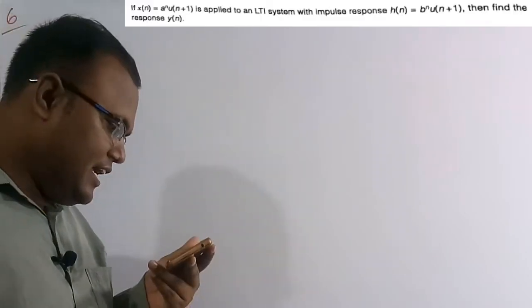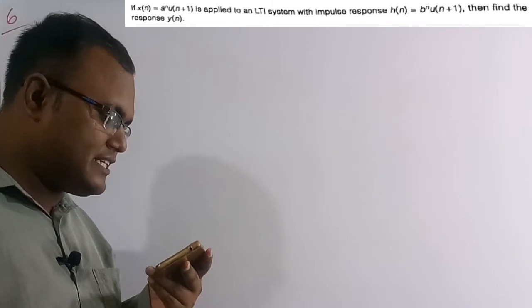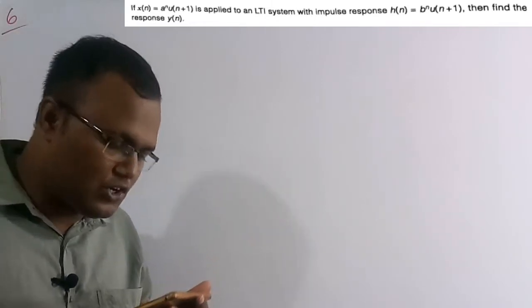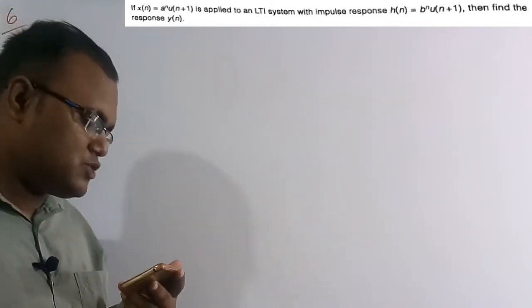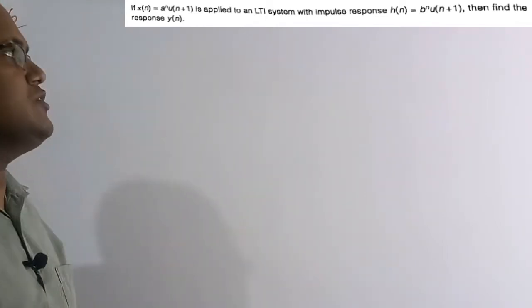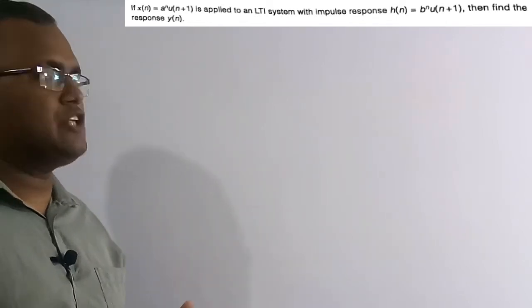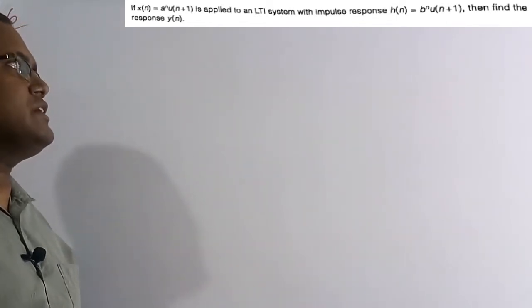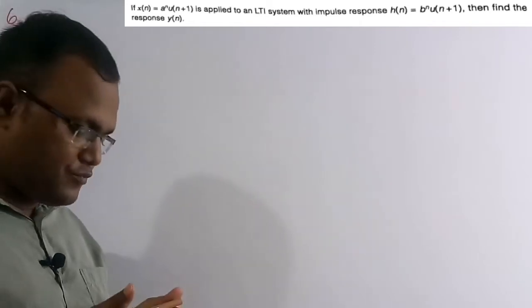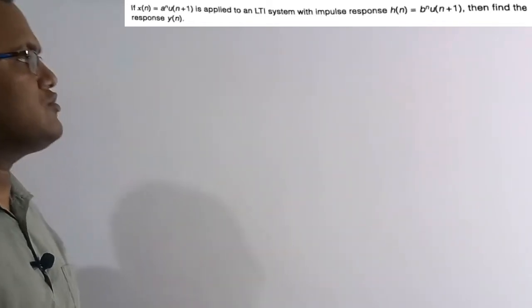Now we are going to solve the sixth question. If x of n is equal to a to the power of n, u of n plus 1, is applied to an LTI system with the impulse response h of n equal to b to the power of n, u of n plus 1, then find its response y of n. In the question, x of n and the impulse response h of n are given, and we need to find the expression of the output y of n. This question was given in IAS 2008 for 5 marks. Let's solve this numerical.